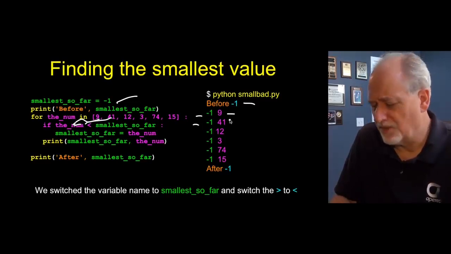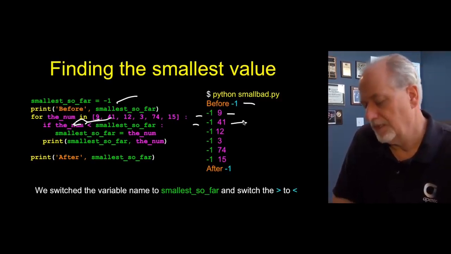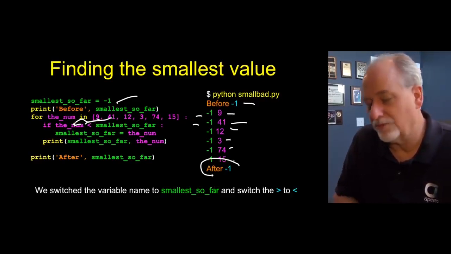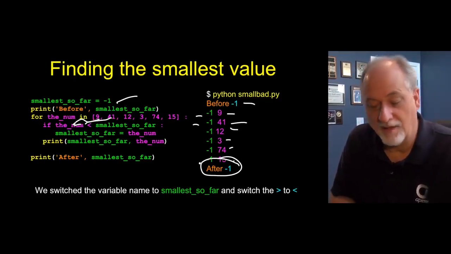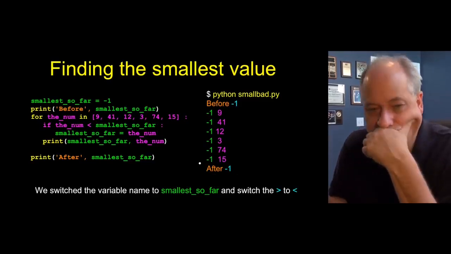As a matter of fact, it isn't the smallest so far anymore. Just because we named it smallest so far doesn't mean it is the smallest so far. It didn't work out so well. You see that none of these, because they're never less than -1, do anything. And we claim that afterwards the smallest we've seen so far is -1. That is because, of course, -1 is smaller than any of the numbers that we saw.